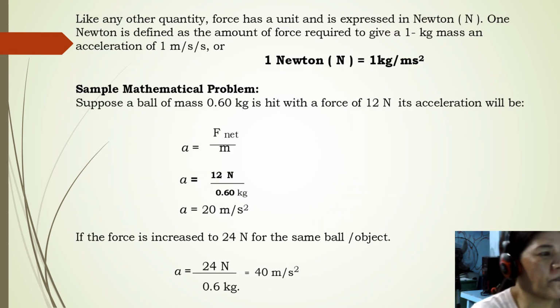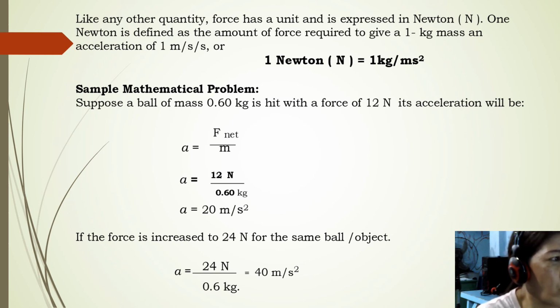So okay, we have here some problem. Okay, we will try to solve this one. So like any other quantity, force has a unit and is expressed in Newton. So 1 Newton is defined as the amount of force required to give a 1 kilogram mass an acceleration of 1 meter per second squared. Or 1 Newton is equal to 1 kilogram meter per second squared.